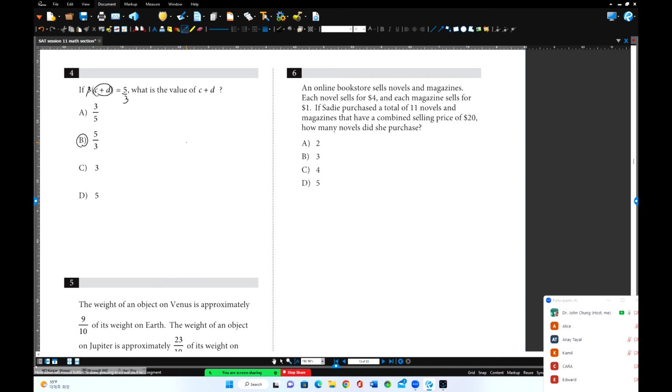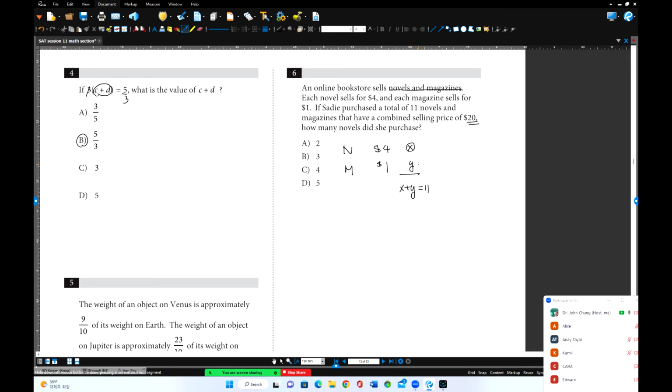Number 6. An online bookstore sells novels and magazines. Each novel, okay, the novel is $4. Magazines, $1. Okay, Sadie purchased a total of 11 novels and magazines all together, right? If novels are X, magazines are Y, total is what? X plus Y equals 11. And the combined selling price is $20. All total is $20. How many novels did she purchase? You're gonna find exactly how many novels, X.